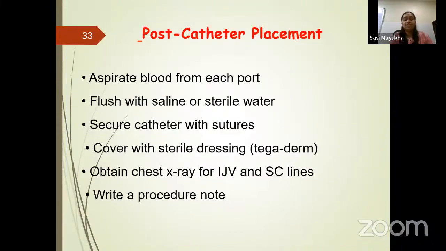So after we have placed the catheter, what is the post-catheter placement? What are the steps to be done? Aspirate blood from each port and check. Flush with saline or sterile water and do not use heparin. Secure catheter with sutures. Cover with sterile dressing. Obtain chest X-ray for IJV and subclavian lines and write a procedure note.